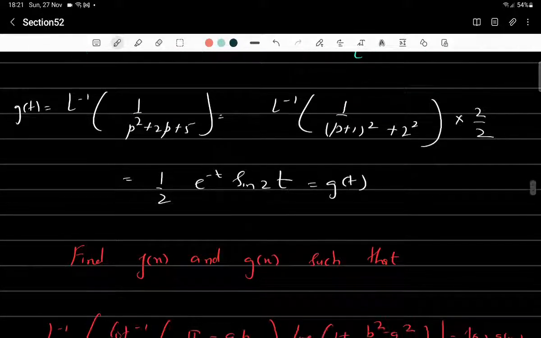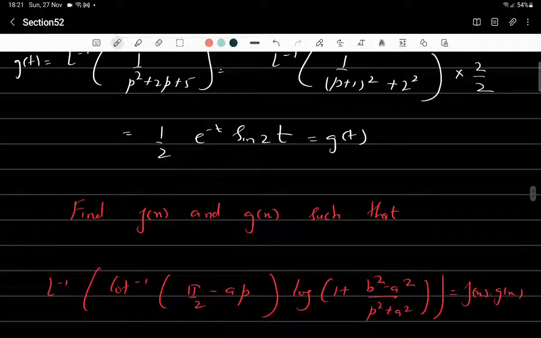Similarly, let's try one more question. Again, it's not a trivial question. Both the parts are not easy. You need to find Laplace inverse of cot inverse (pi by 2 minus ap) separately, and Laplace inverse of log of (p square plus b square) by (p square plus a square). And because of the convolution theorem, you can write Laplace inverse of f of p times g of p as the convolution of f of x and g of x. So let's try to find them.